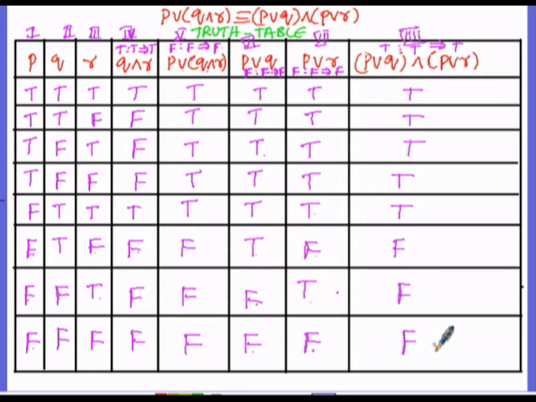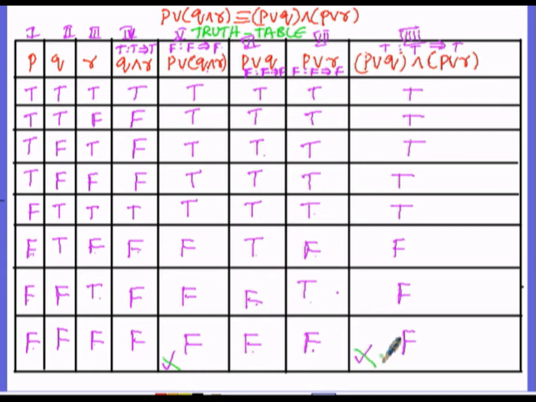But here we have to prove, or show, the statement P∨(Q∧R). The left side is under the column number 5. So P∨(Q∧R), we have to see under the column number 5, and as well as the right hand side, (P∨Q)∧(P∨R), is under the column number 8. So we have to see these two, column number 5 and column number 8.